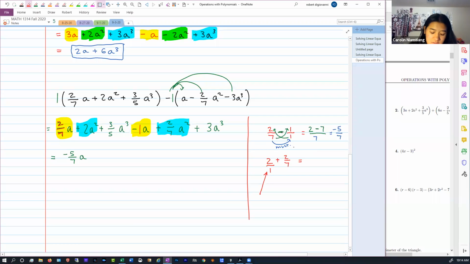I got 16 over 7 as my answer. Good, 16 over 7. So your first multiplication is 7 and 4, it gives you 14. You use a plus because it's a plus. You do the 1 and the 2, that's 2, and then you do it over 1 times 7, which is 7, so that gives you 16 over 7.